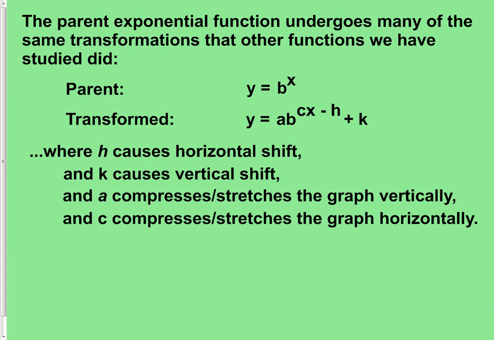Okay, so h causes a horizontal shift, k causes a vertical shift, a can compress or stretch the graph vertically, c can compress or stretch the graph horizontally, and as we saw later on, we had a little bit of difficulty trying to figure out which way it's been compressed or stretched. The good news is you probably won't have to know which direction, whether it's the x or the y that's been compressed or stretched. You'll simply have to know that the graph has been compressed or stretched in one of the two directions.